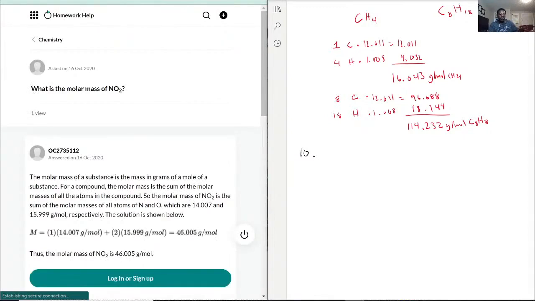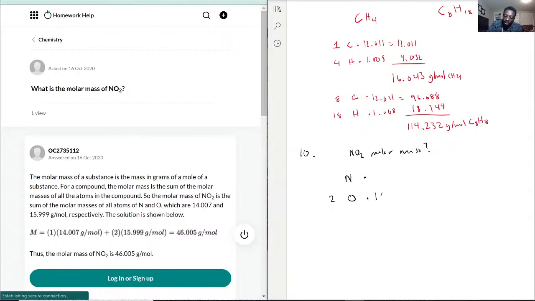Okay, so now this question is asking for the molar mass of nitrogen dioxide. Same concept here, but this time they made it a little bit easier because they gave you the formula. So with that being said, NO2 molar mass. Let's break it down. We have 1 nitrogen and 2 oxygen.